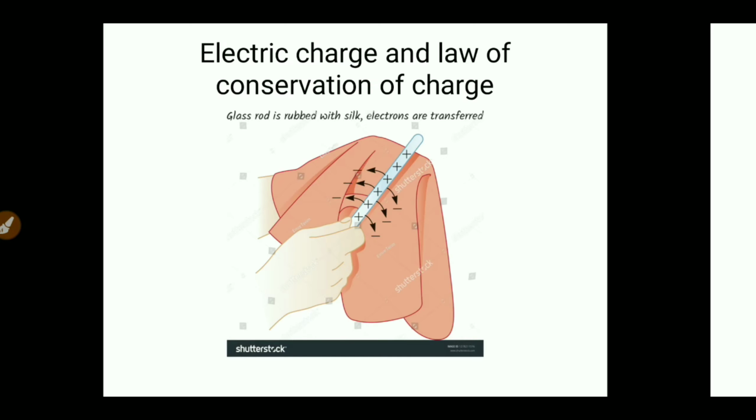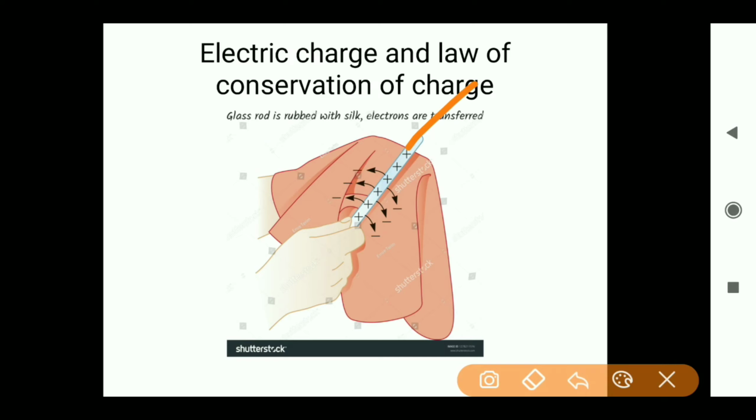Let us study an activity where a person is rubbing a glass rod with a piece of silk. Because of the friction, you know that there is a transfer of electrons from the glass rod to the piece of silk, and because of this transfer of electrons, the glass rod becomes positively charged and the piece of silk becomes negatively charged. So because of this electrification process, there is no violation of the law of conservation of charge.